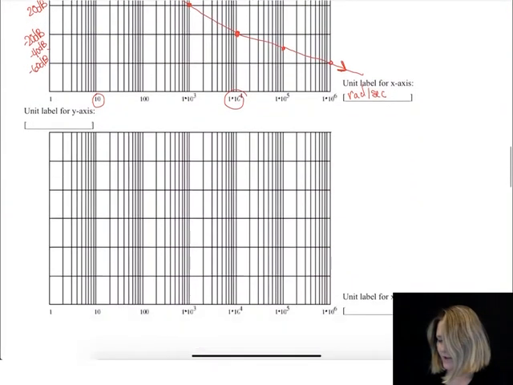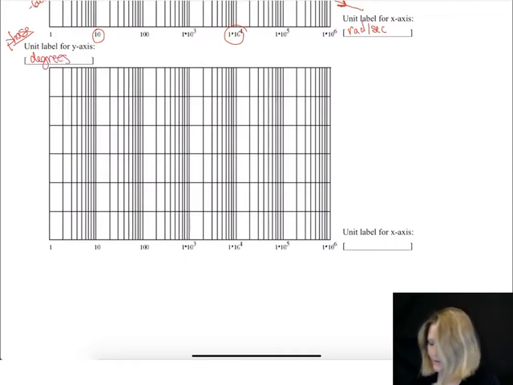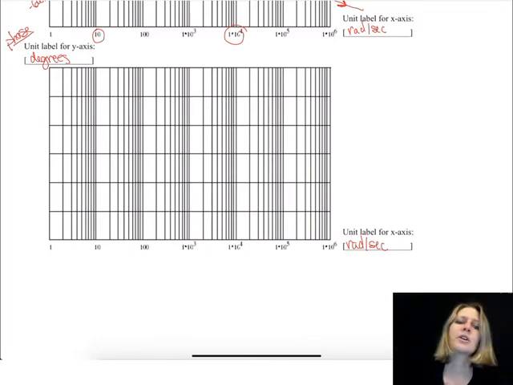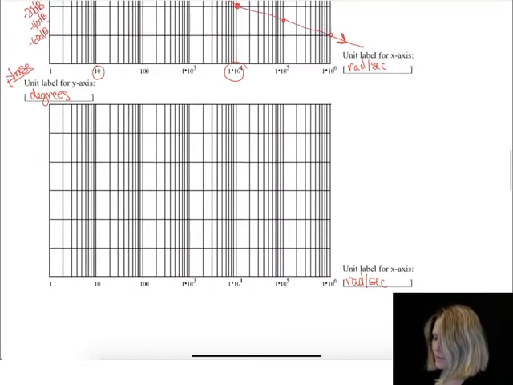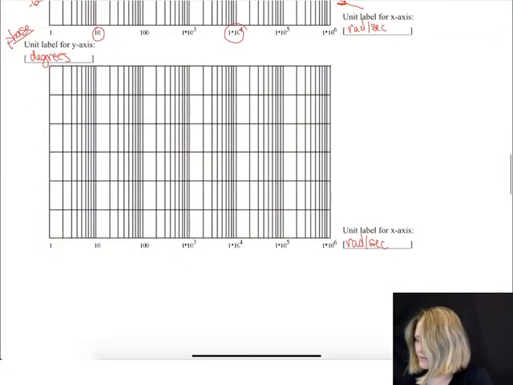For the phase, so this is our magnitude plot. For the phase, this will be our phase plot. Phase has degrees for the units in the y-axis and radians per second for the x-axis still. And we didn't have any poles or zeros at the origin, so we are going to start this at 0 degrees.